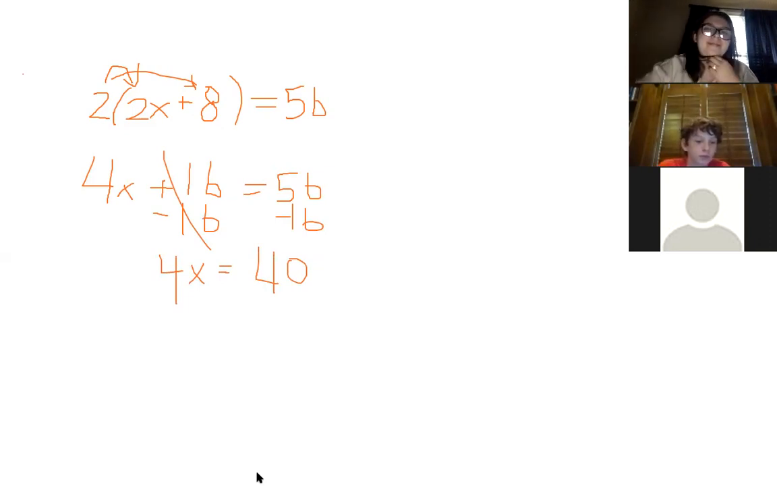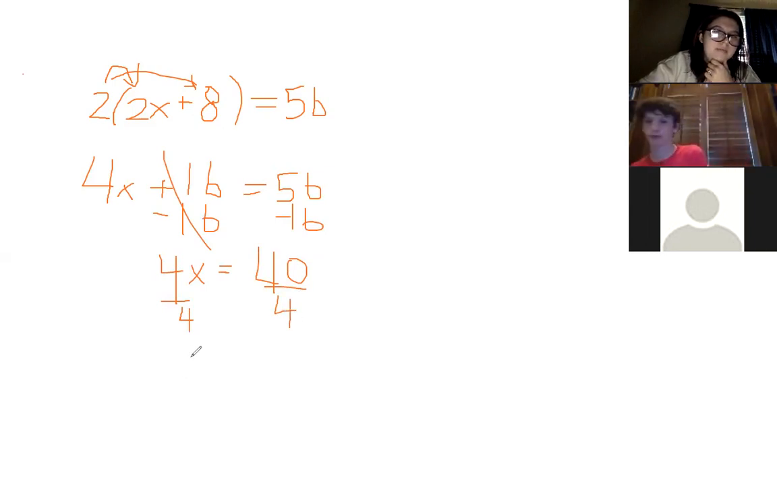All right, now Rosie, finish us out. So I divided 4x by 4, and 40 divided by 4. Good. So what's on the left side of the equation after you do 4x divided by 4? X. And then what's 40 divided by 4? 10.